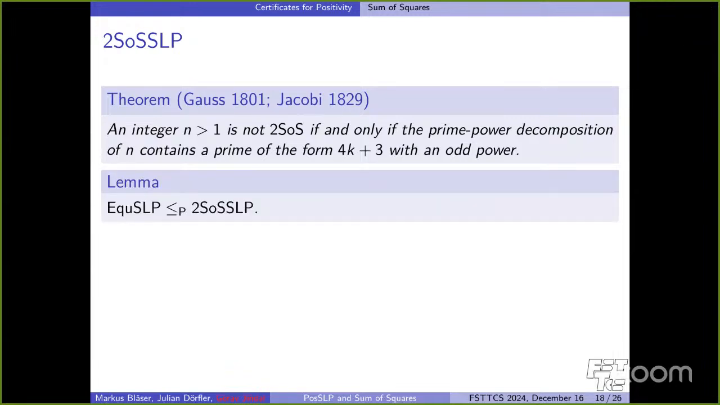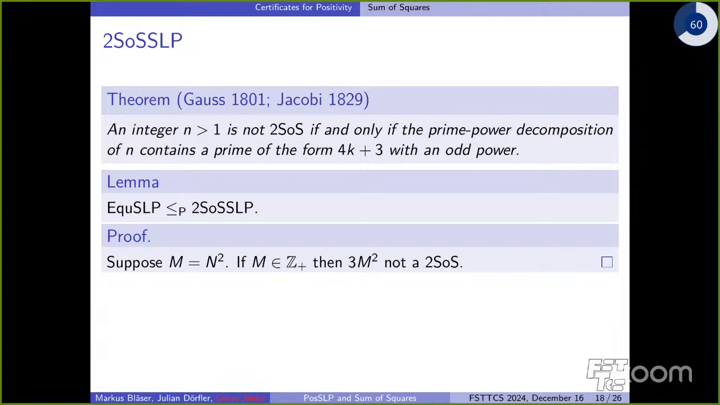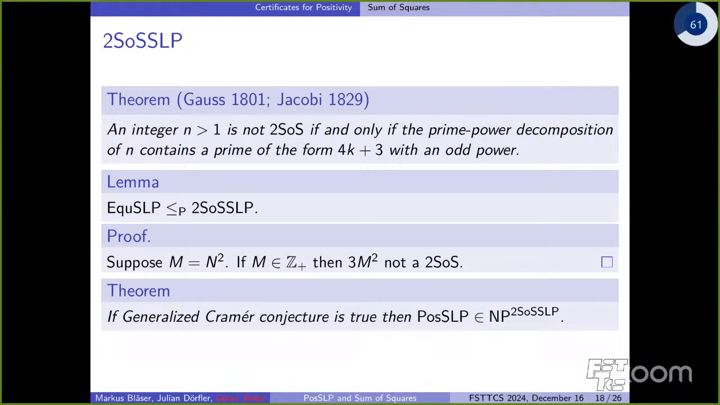And using this theorem you can show that PIT or equal SLP also reduces to 2 SOS SLP. Essentially, you can show that this integer 3m square cannot be a sum of two squares. Right. And also in the paper, we prove that this PolySLP reduces to 2 SOS SLP. First of all, we prove that it's only in NP related to the 2 SOS SLP oracle, not in P.